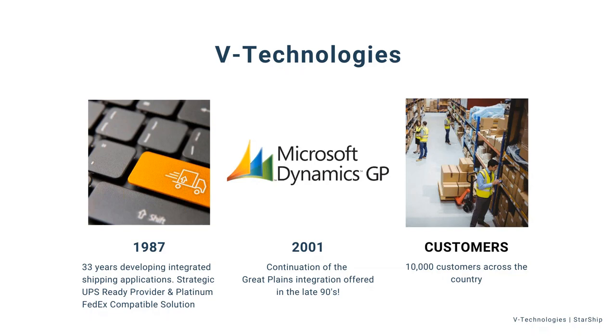A little bit about the company before we get started here, just a brief PowerPoint. The company was founded in 1987, so we have over 30 years of experience creating integrated shipping solutions, starting with the UPS and FedEx carriers, and we've expanded that over the years to include all the different parcel carriers, as well as a whole host of LTL options. In 2001, we began working with the Great Plains software, starting with Great Plains Accounting on DOS, so nearly a 30-year history of working with the GP product. And currently, there are over 10,000 customers using V Technologies shipping solutions.